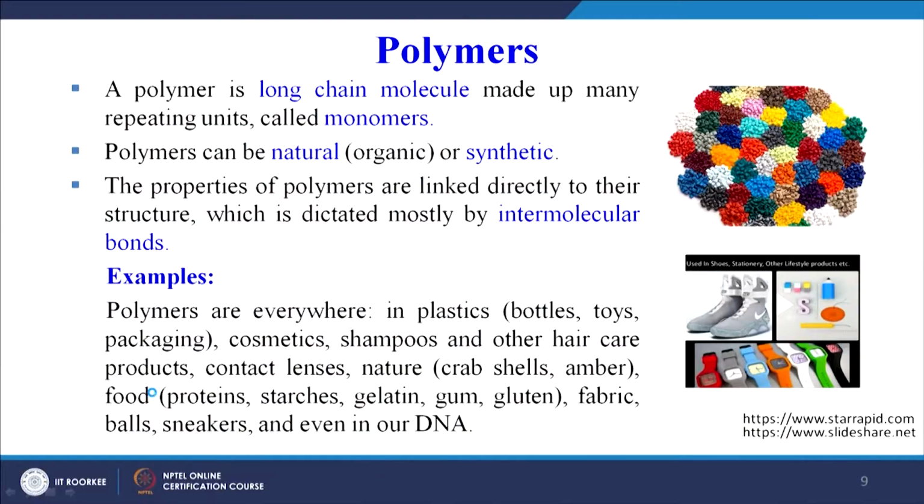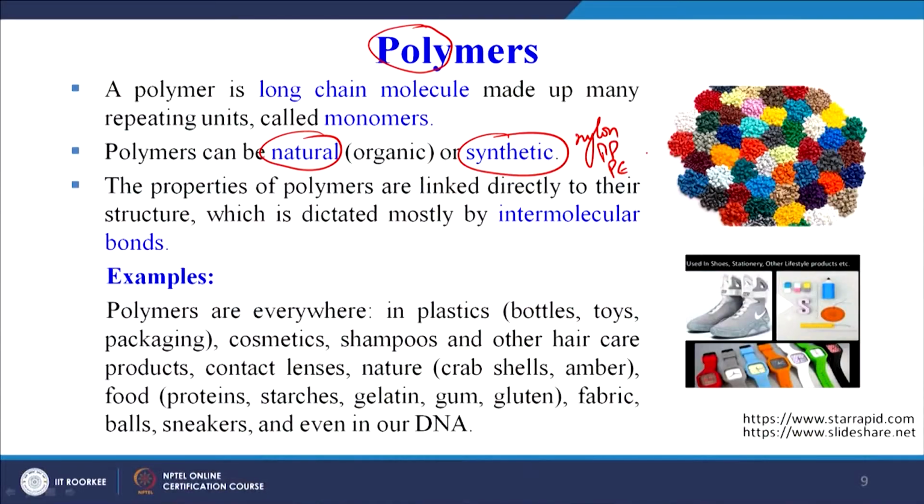Now, let us move to the polymers. A polymer is a long chain molecule, because the word poly itself explains that. A polymer is a long chain molecule made up of many repeating units called monomers. Different monomers, when they polymerize, make a polymer. Polymers can be natural or they can be synthetic. There can be natural polymers, and synthetic or man-made polymers, such as nylon, polypropylene or polyethylene. There can be a number of synthetic polymers. We will see the examples in the subsequent slides.